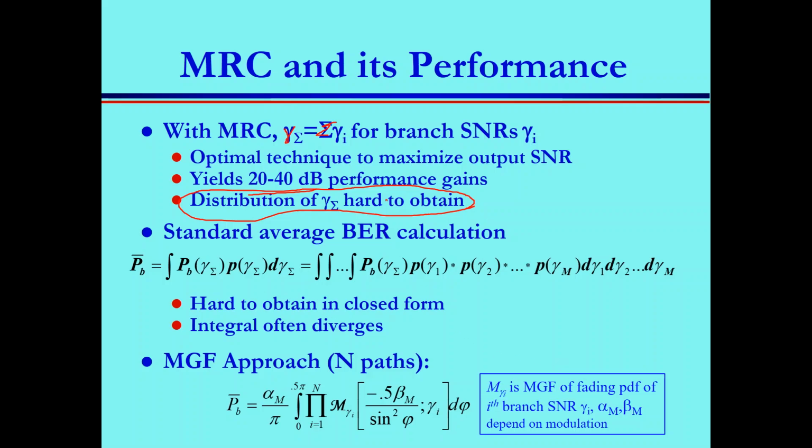Now, after finding the distribution, you can find the bit error rate, because the bit error rate is the probability of error as a function of the SNR multiplied by the PDF. This is the PDF of the summed SNR, instantaneous, with respect to the instantaneous SNR. Now, when you find this, it gets very complicated. You need the distribution of all, hard to obtain in closed form, and the integral often diverges. When an integral diverges, there is no closed form solution.